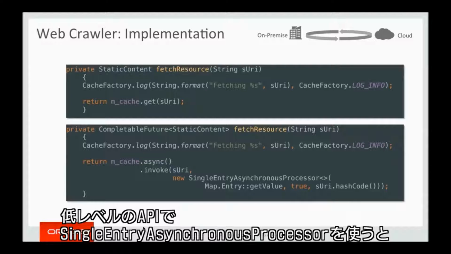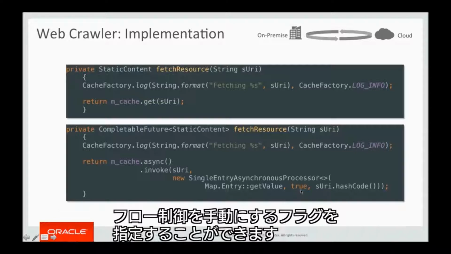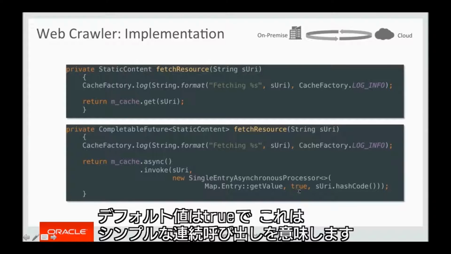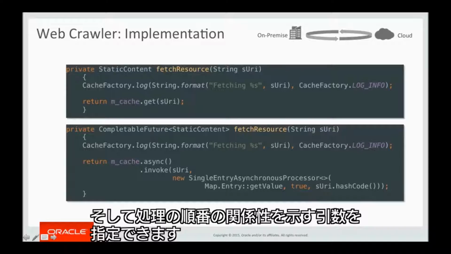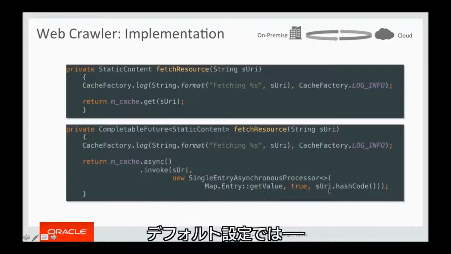What the low-level API, such as single entry asynchronous processor, allows you to do is specify not only the entry processor, as in this case, map entry colon get value, but also whether you want flow control enabled, which is true by default, so we're just repeating that. And finally, the order argument, the order affinity.